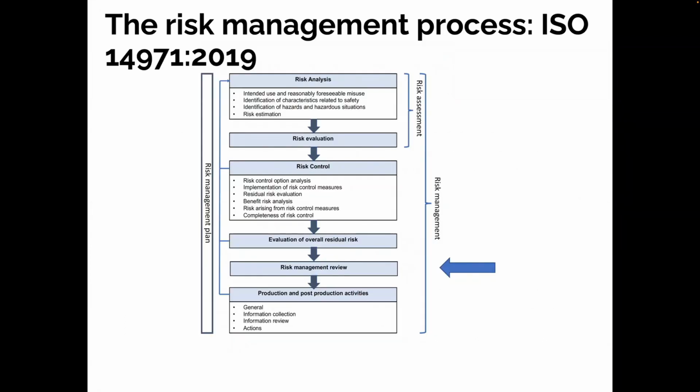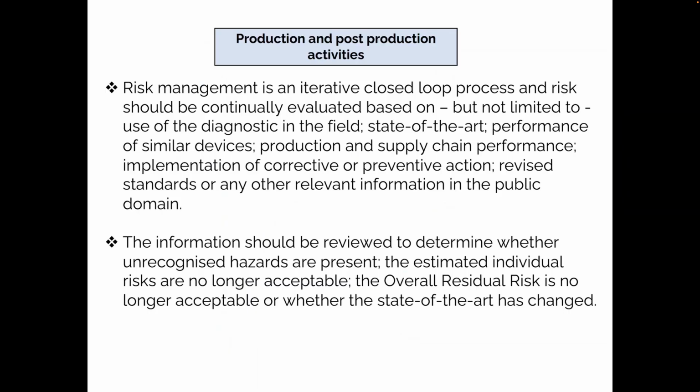So on the home straight here, in terms of the risk management process, we're at the next stage of risk management review, and then we go on to post-production activities. Risk management review is basically the overall sign-off of the record, taking that sheet and then usually generating a report to sign off the whole shebang.